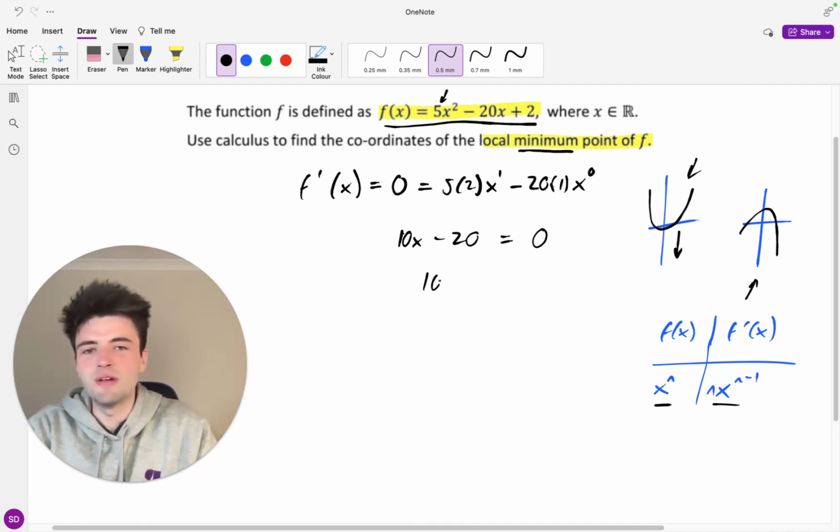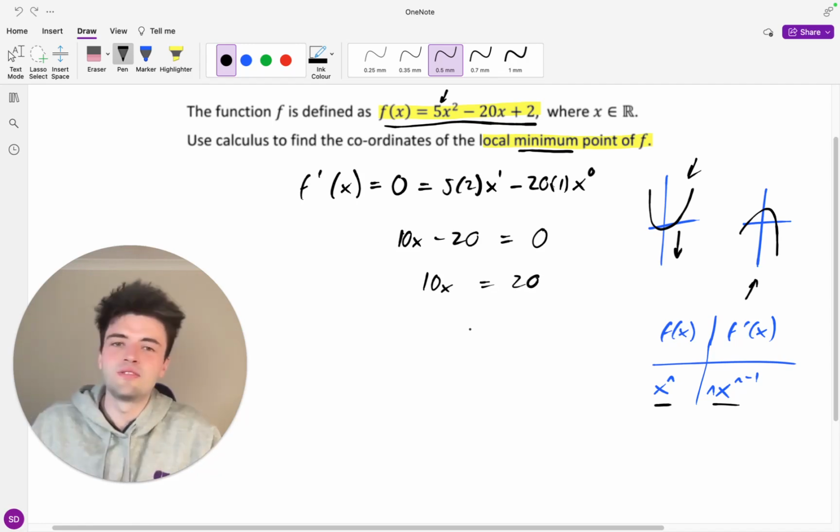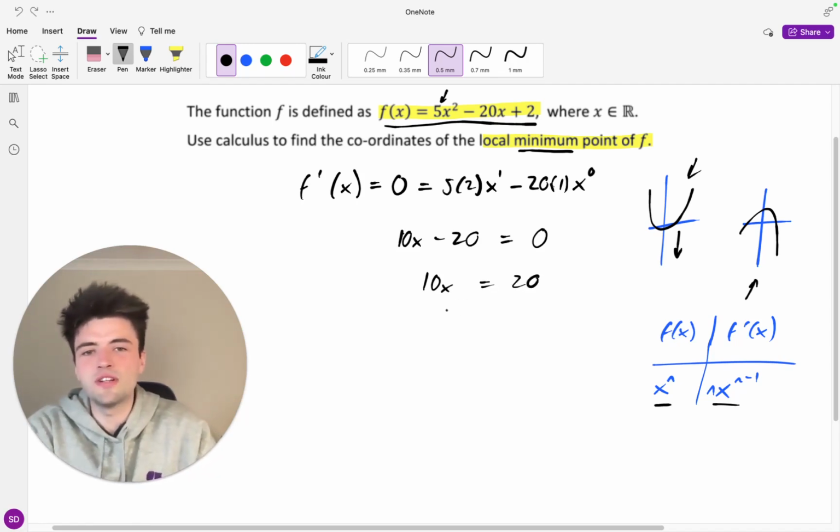And so to find the minimum, we can simply add across by 20 first. So that is going to give us 10x is equal to 20, and then dividing across by 10, we get that x is equal to 20 divided by 10, which is equal to 2. So x is equal to 2.